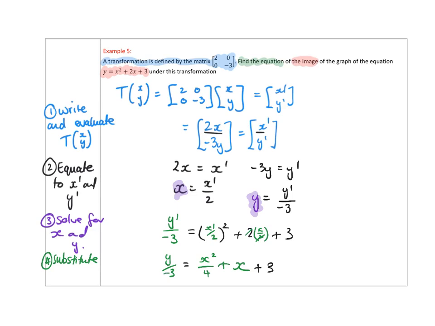Our final step is to get y on its own, which would require multiplying by negative 3. And so we can make our answer, just up here: y equals negative 3x squared on 4 minus 3x minus 9. And that's the equation of the image under that transformation, new x and new y.